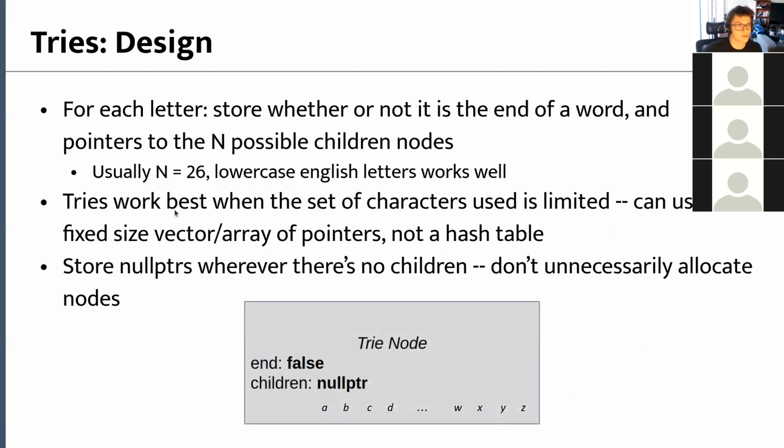Okay, my animation there was busted. But for each of those nodes in the previous example, we're going to store whether or not it's the end of the word, and we're going to store pointers to the n possible children nodes. So usually n is equal to 26 if we're just storing lowercase English letters. I would say that's by far the most common use of tries. And if you don't have a limited set of characters in your input set, then tries are not really going to have the value that you would expect. I think of this as being similar to a counting sort idea, where you want the input set to be small in order for this to be as efficient as it can be.